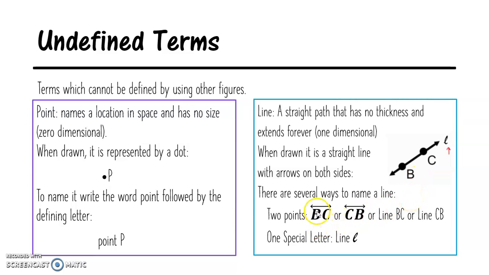So to name a line, you can use the symbols here where I have the line symbol. Notice the arrows at the end, and you pick any 2 points on it. So line BC or line CB. Or you can just write the word line with the letters of the points, and it's always 2 points. It's never more than 2. You can also just pick the special letter that they use to define the lines. And I use the red arrow here to show that letter. It's line L.